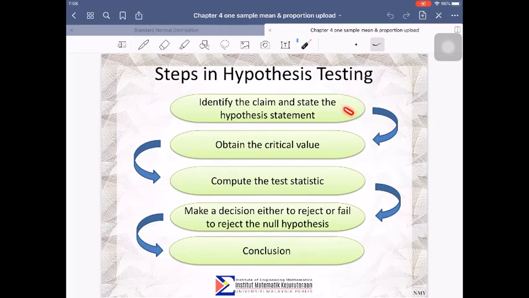Here are the steps in hypothesis testing. First, we need to identify the claim and state our hypothesis statement. Then we need to obtain the critical value, the value of your Z, of your T, or any test that we want to do, based on our probability distribution table. Next, we need to compute the test statistic. We need to calculate here. After that, we need to make a decision, either reject or fail to reject the null hypothesis. Then we can make our conclusion.